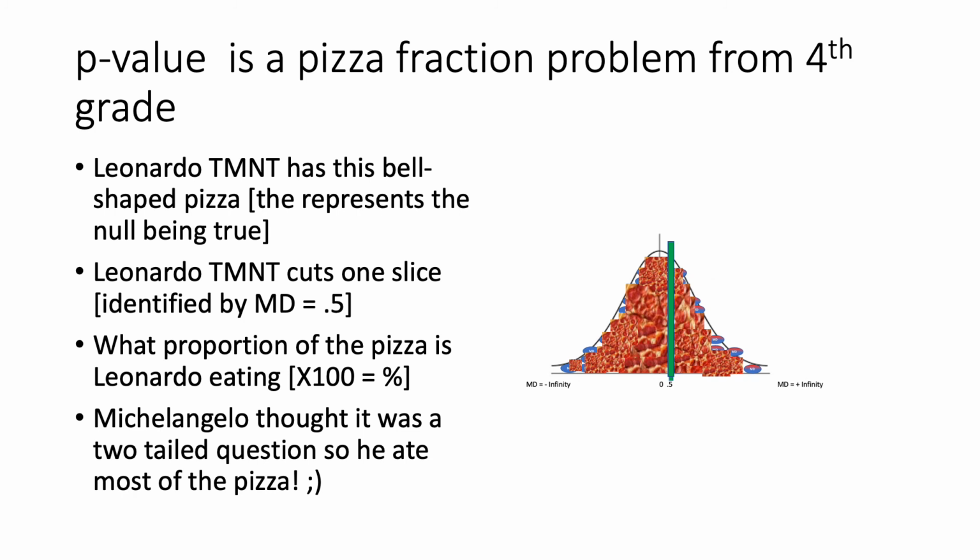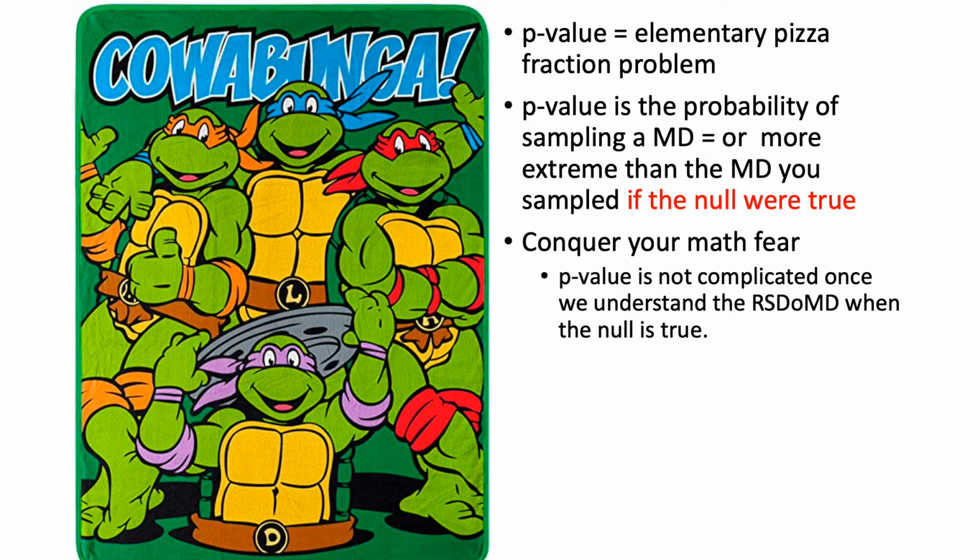Ha ha ha. This is not something to be scared of. It's a 4th grade fractions problem. So cowabunga, really realize that your p-value is an elementary fractions pizza problem where you have a weird shaped pizza. P-value is the probability of sampling a mean difference equal to or more extreme than the mean difference you sampled if the null were true, and this means two-tailed. We are psychologists, this means two-tailed. I need you to conquer your math fear here. P-value is not complicated once we understand the random sampling distribution of the mean difference when the null is true.